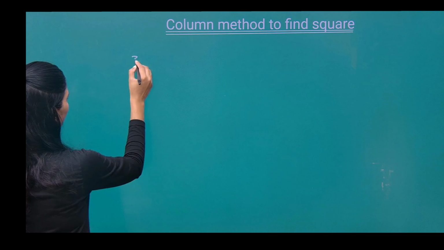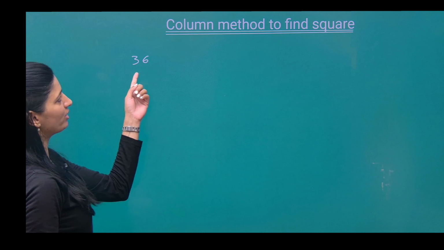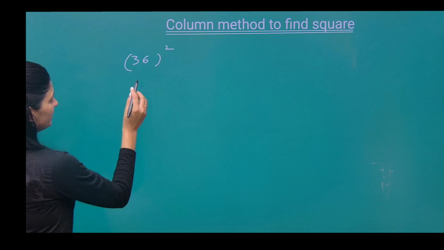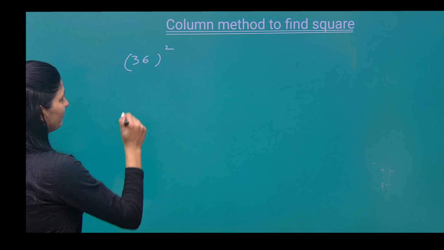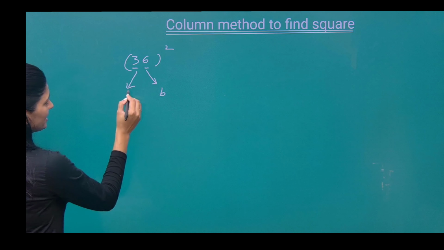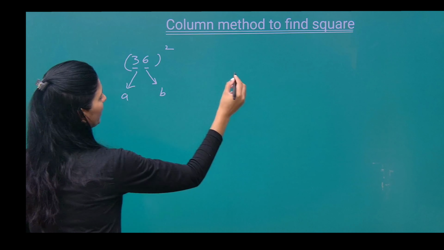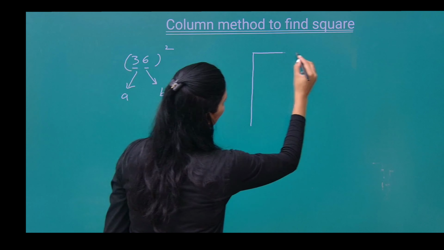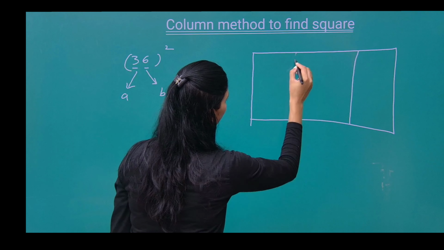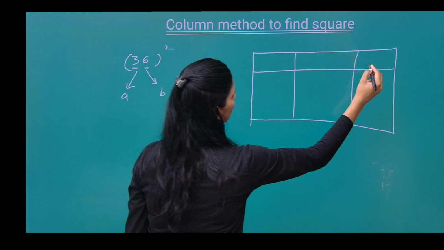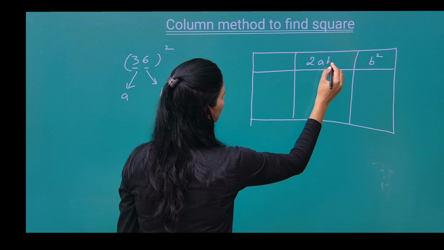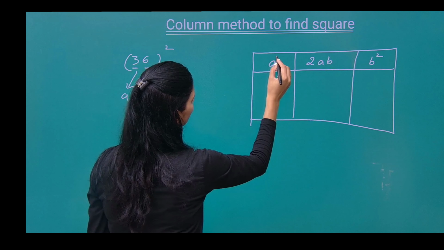Let's take an example of 36 and we have to find out the square of 36 using the column method. So what we do here, we divide 36 into A and B. So our unit digit becomes B and our tens digit becomes A. And then we create a box here, divide it into 3 different columns. So the first column becomes B square, middle column becomes 2AB, and then the last column becomes A square.